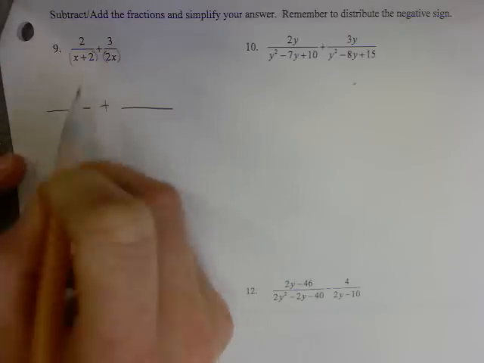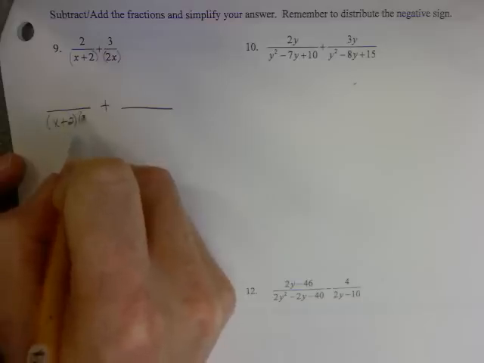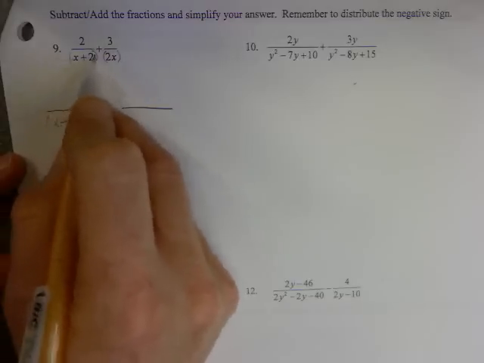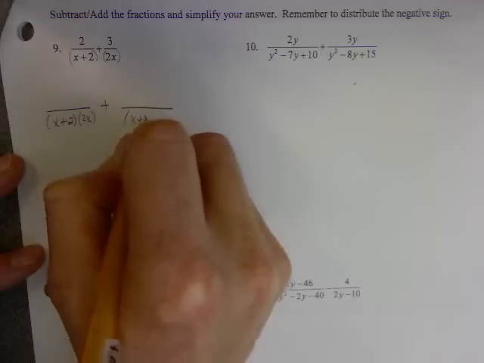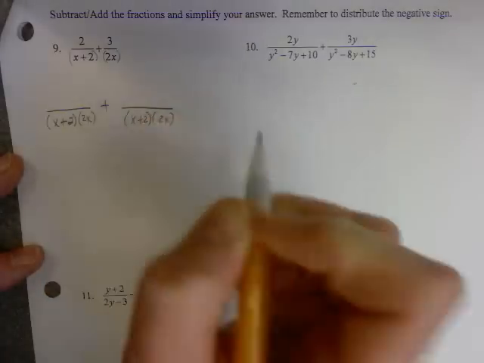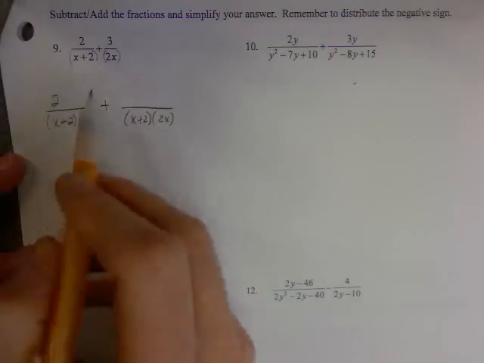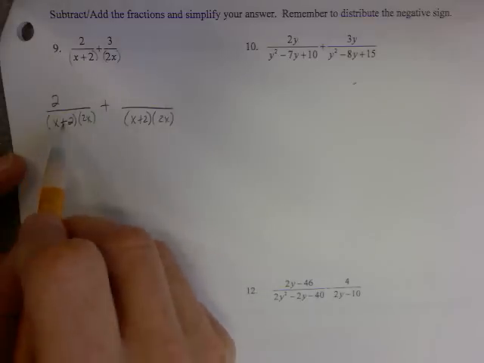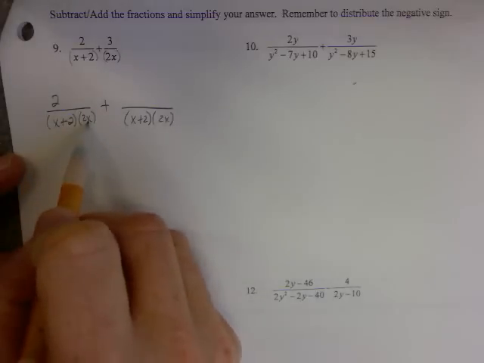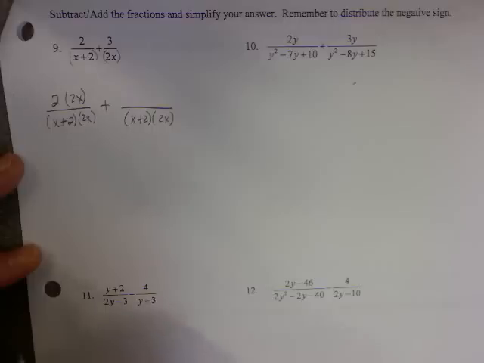So I'm going to rewrite the common denominator as x plus 2 times 2x. We grab this factor and this factor, one from each. So that will be our common denominator. Now, in the numerator we have the 2 from the beginning, but the original denominator only had the x plus 2. So since we multiplied the denominator by 2x, we must multiply the numerator by that same 2x.